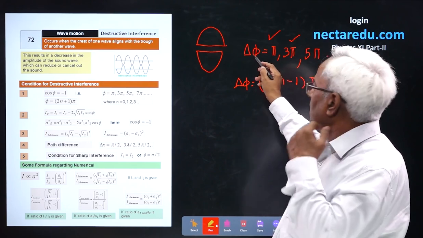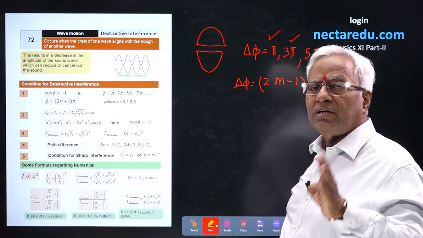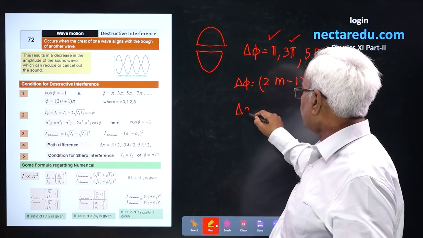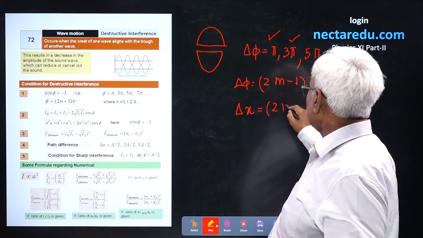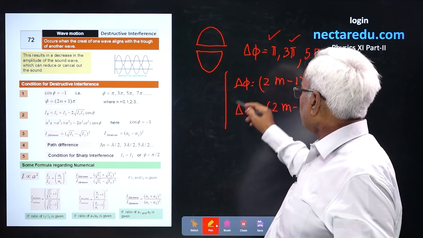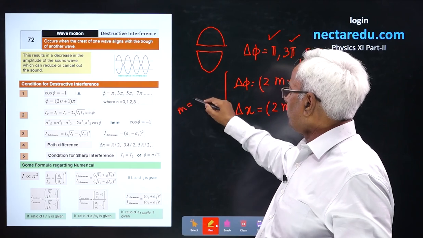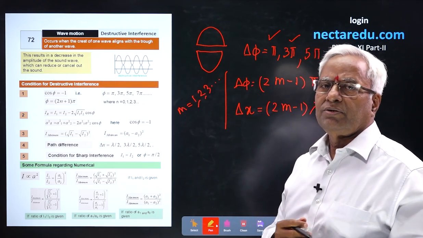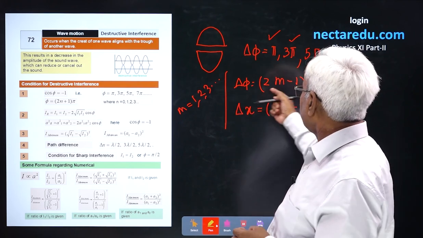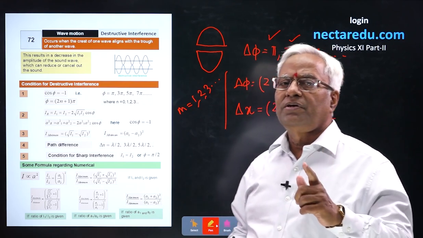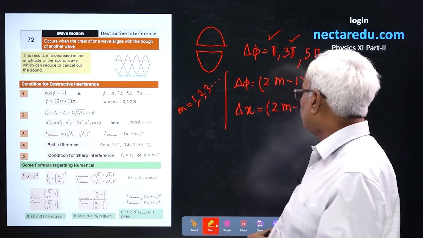Similarly, if you again use the relation delta phi equal to 2 pi by lambda delta x, you are going to get the value of path difference, that is (2m minus 1) lambda by 2. But here you must be careful that you will start the value of m from 1, that is 1, 2, 3, etc. 0 will be excluded if you are using 2m minus 1, and 0 will be included if you are using 2m plus 1.